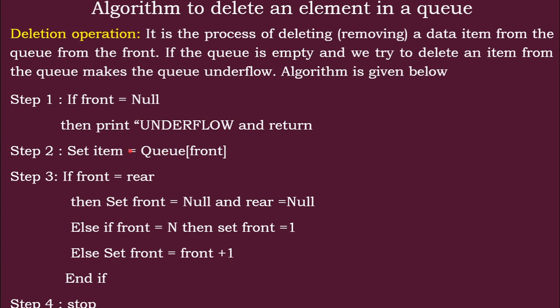Then we have to set. Else you have to remove the element from the front of the queue. After removing the front element, you have to adjust the front and the rear pointer accordingly, whether the front is equal to rear, or the front is equal to n, or the front is equal to some other value in between. Accordingly, the front has to be adjusted because you have removed one element from the front of the queue.